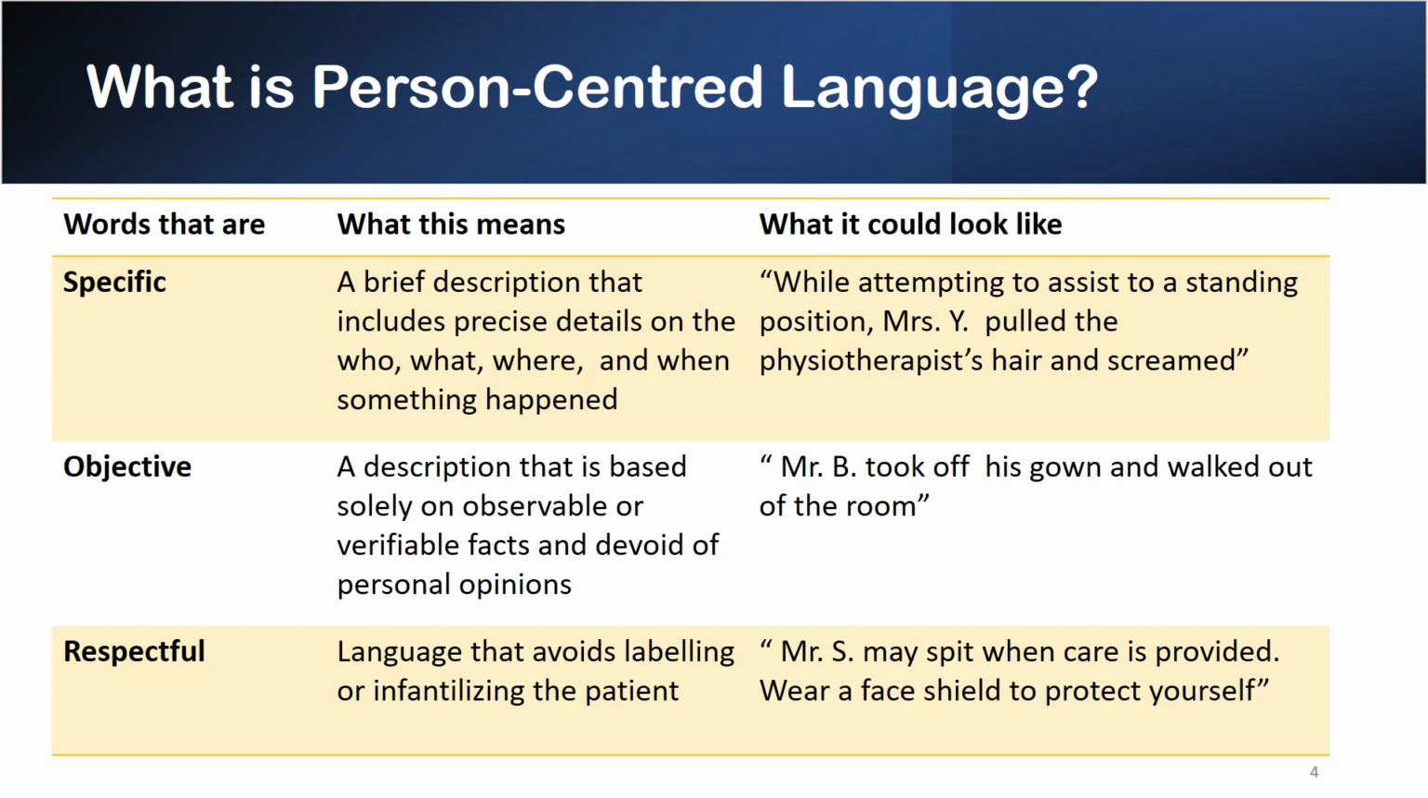Let's explore person-centered language in a bit more detail. Person-centered language is specific. This means writing a brief description with precise details on the who, what, where, and when something has happened. Using specific language allows other team members to easily understand what you are describing with less room for misinterpretation. Specific language enhances our ability to plan and evaluate patient care. It enables the team to implement interventions and evaluate their effectiveness through the use of clear details that are not open to misinterpretation.